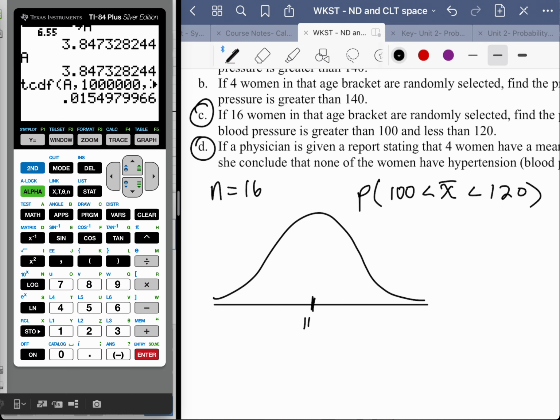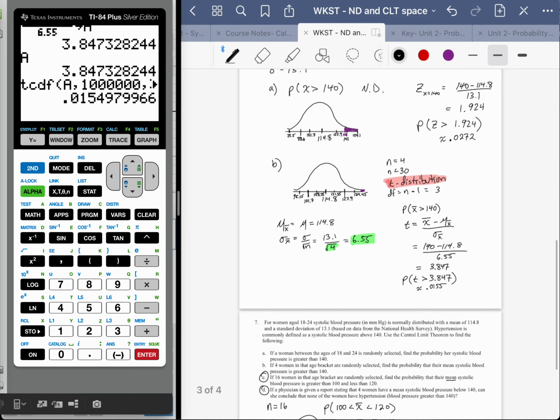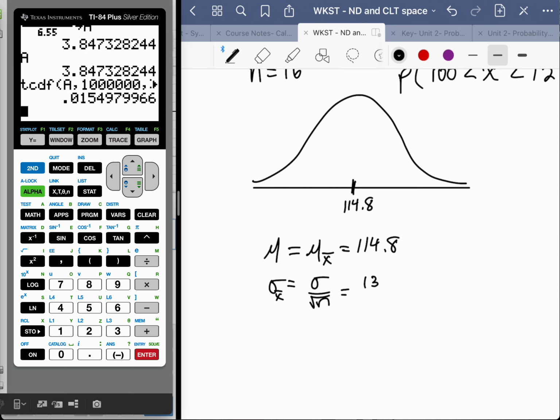So 114.8. That's my mu, which is the same as my mu sub x bar. And my sigma, which is the same as sigma sub x bar, which is sigma over the square root of n, is going to be, I already forgot the number, 13.1, I believe, over the square root of 16 this time. So 13.1 divided by 4, talking about 3.275. So those would be the increments by which we label this up.